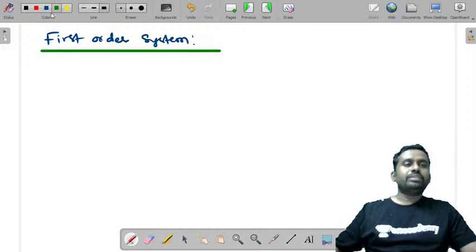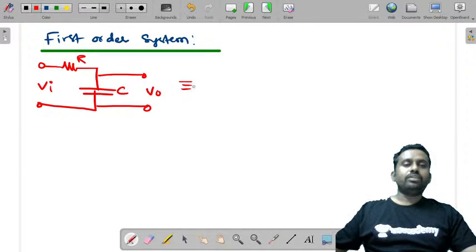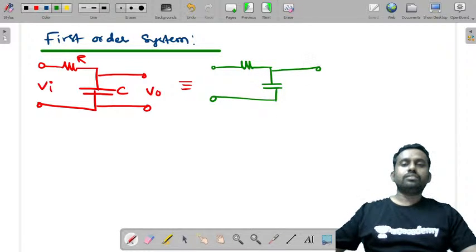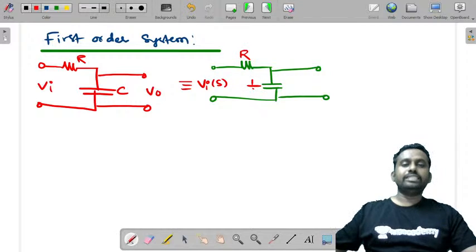Now let me take one example that we have already taken in the previous session. Let us consider an RC circuit. This is R, this is C, this is Vi. We are taking the output at the capacitor, Vout. Now to this I'll draw the equivalent Laplace domain. This is resistance, capacitance, output. What is the input? Laplace transform Vi of S. Resistance Laplace transform does not change. It is 1 by Cs, and this is V output of S.